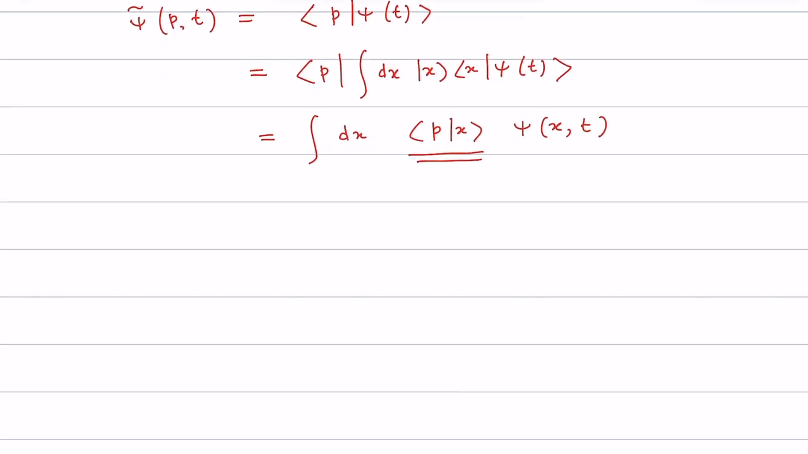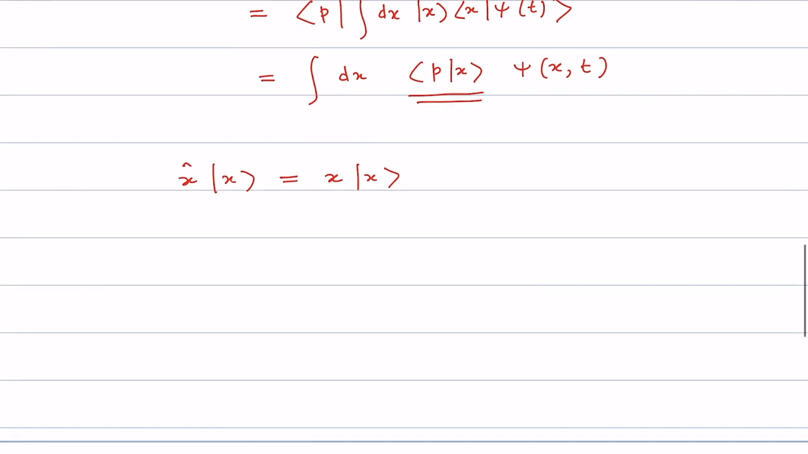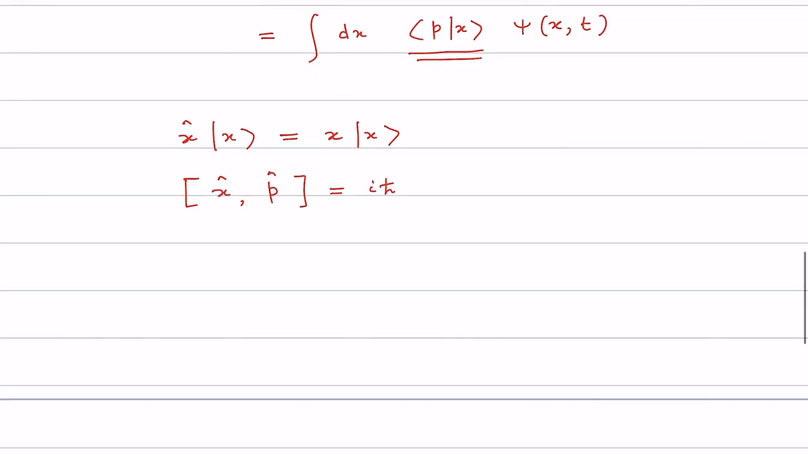To do that, let me write the eigenvalue equation for the position operator. In the position basis, this is what you have. And also we know this commutation relation between the position operator and the momentum operator, [x, p] is equal to i h cross. This is the so-called uncertainty relation.